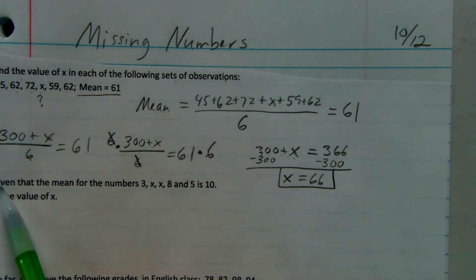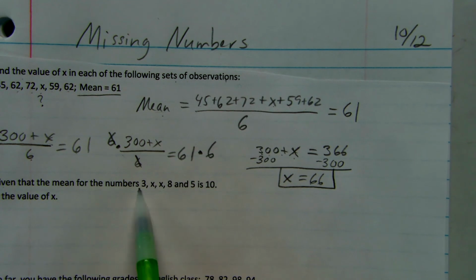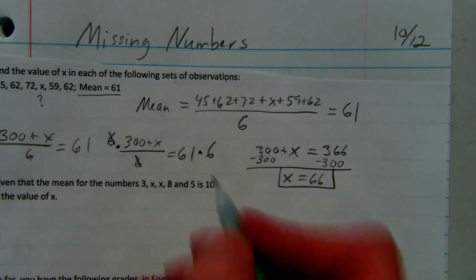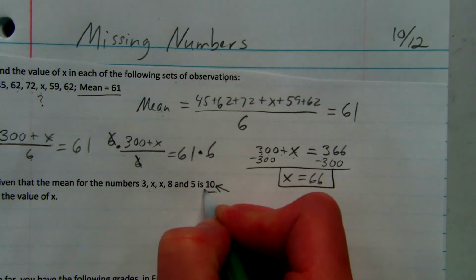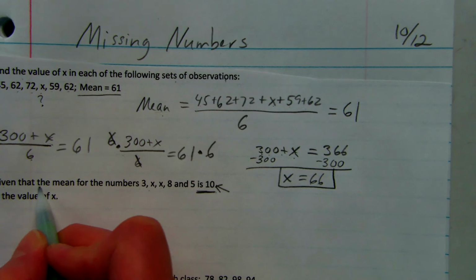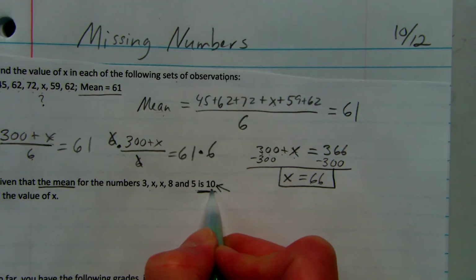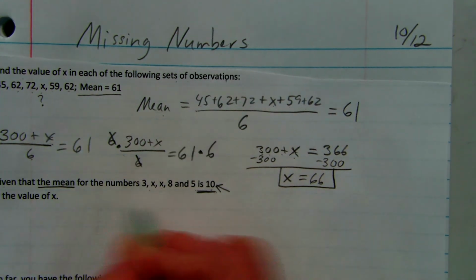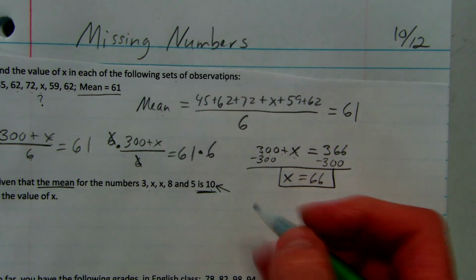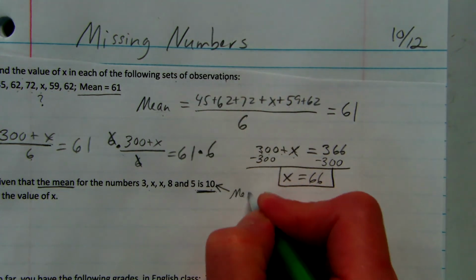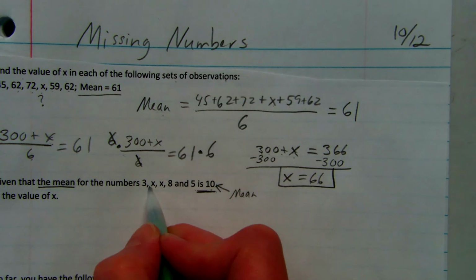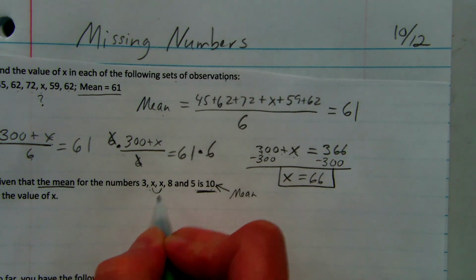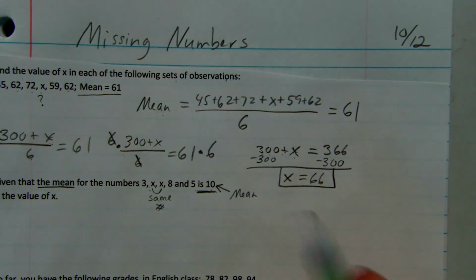Okay, so this one's a little bit different. Given that the mean for the numbers 3, x, 8, and 5 is 10, find the value of x. So they're telling us the mean is 10. It got separated in the sentence, and then they put this other thing in the middle. And when they give us x and x twice, these have got to be the same number. Otherwise, they would have used x and y or some other letter.